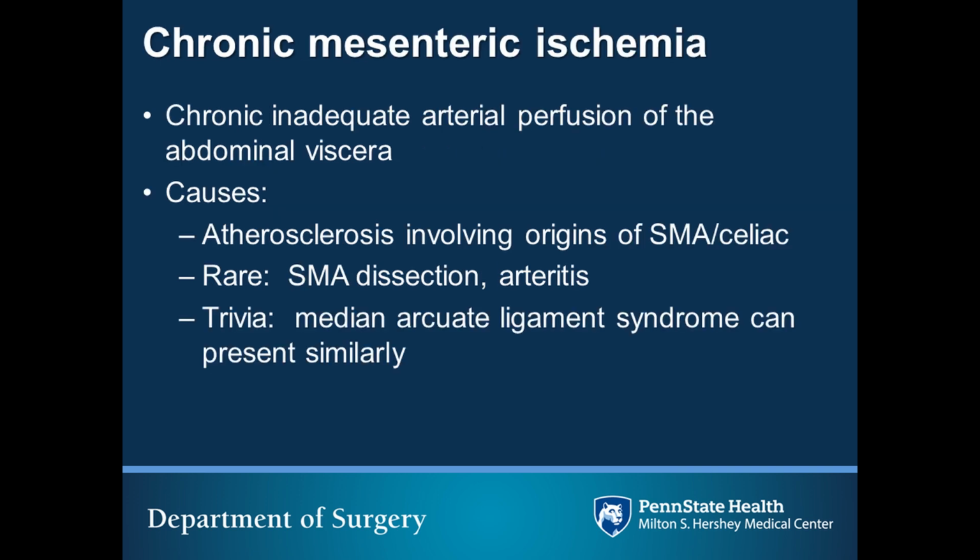I'd like to end this lecture with a brief discussion of chronic mesenteric ischemia. This refers to the chronic inadequate arterial perfusion of the abdominal viscera, and given the collateral flow mentioned at the beginning of this lecture, needs to involve at least 2 of the 3 main arteries for the patient to be symptomatic. The cause of chronic mesenteric ischemia is most likely atherosclerosis involving the origins of the SMA and the celiac artery. However, rare causes do exist, including SMA arterial dissection and arteritis.